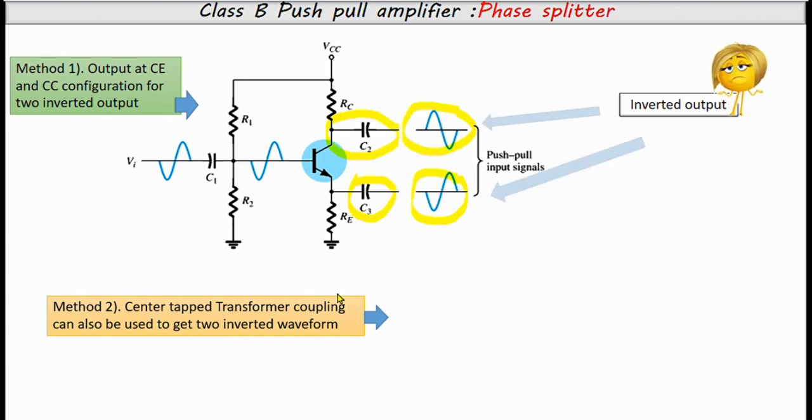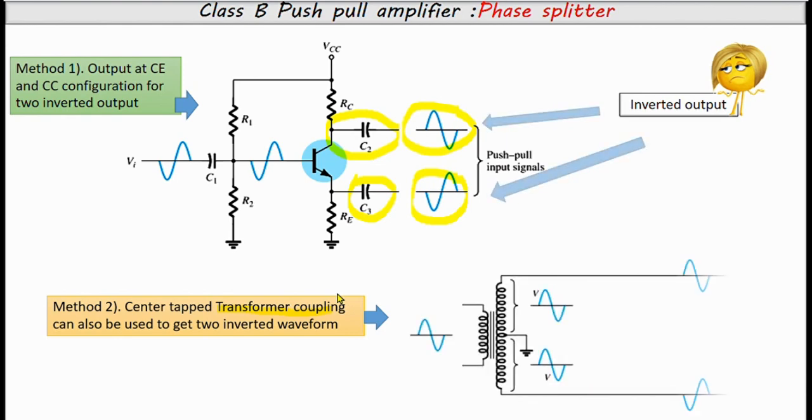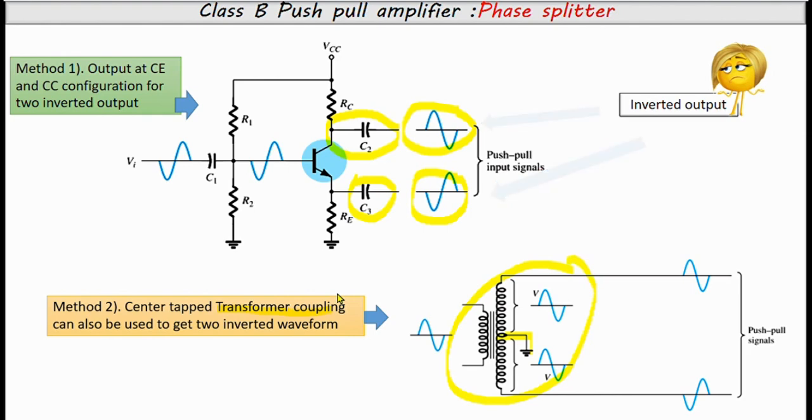Now there is a second method too. This is the use of transformer coupling. If we use a center tap transformer, here you can say that this is a center tap transformer. Using a center tap transformer, we can easily get two inverted outputs. And in the next slide we will see how we get these inverted outputs.